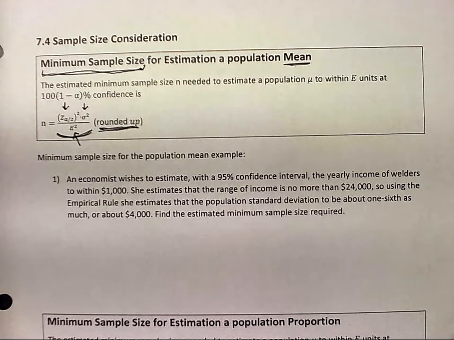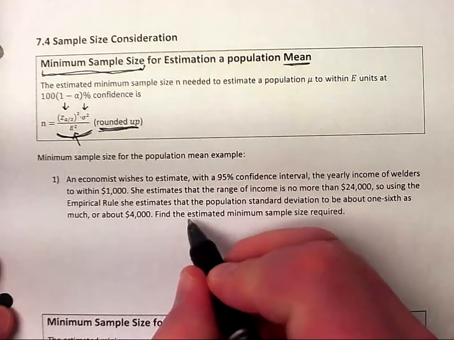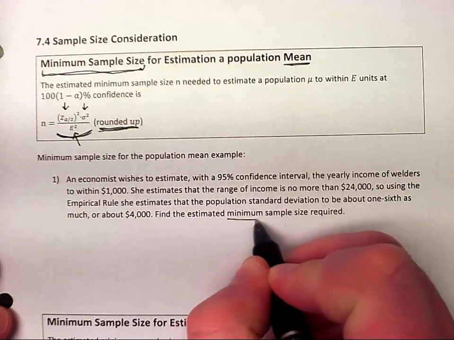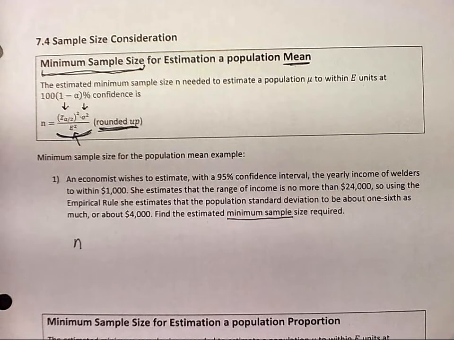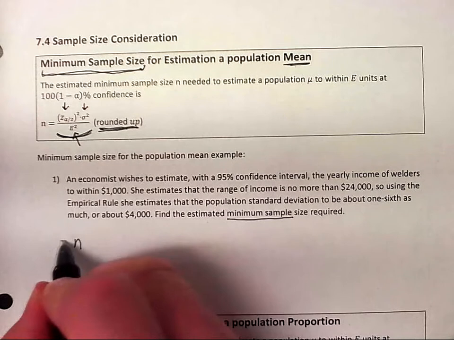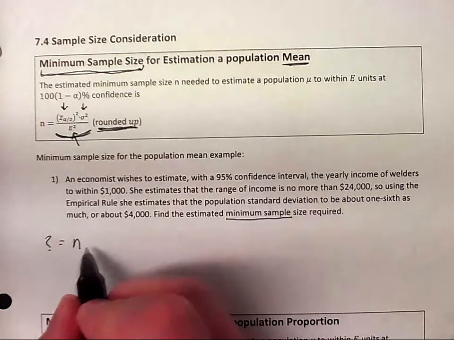So let's break this problem apart. First off, how do we know that we're supposed to calculate little n? Well, here it says find the estimated minimum sample size. And whenever it asks you to find the estimated minimum sample size, we're always going to try to solve for little n, because our sample size is always little n. This is what we're trying to figure out. We don't know this.